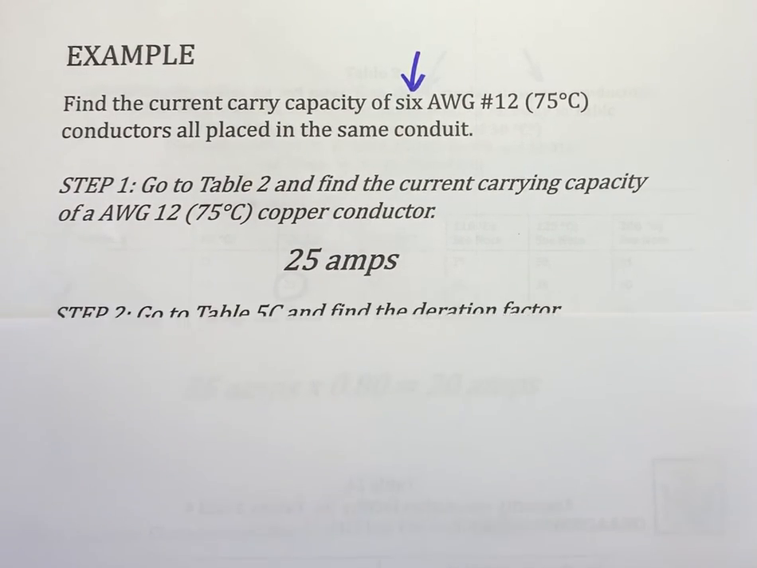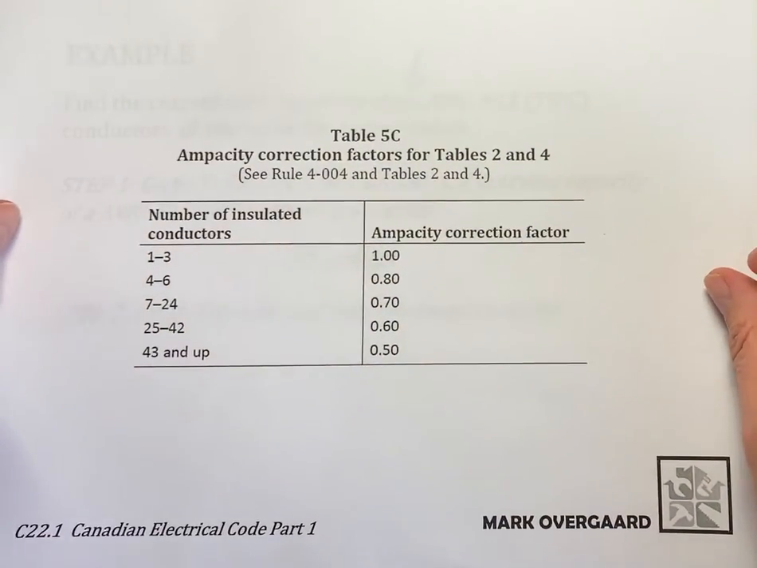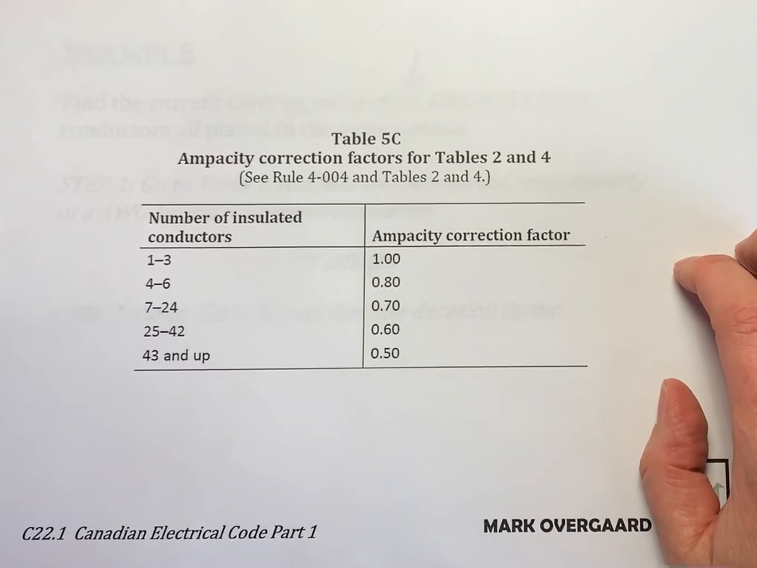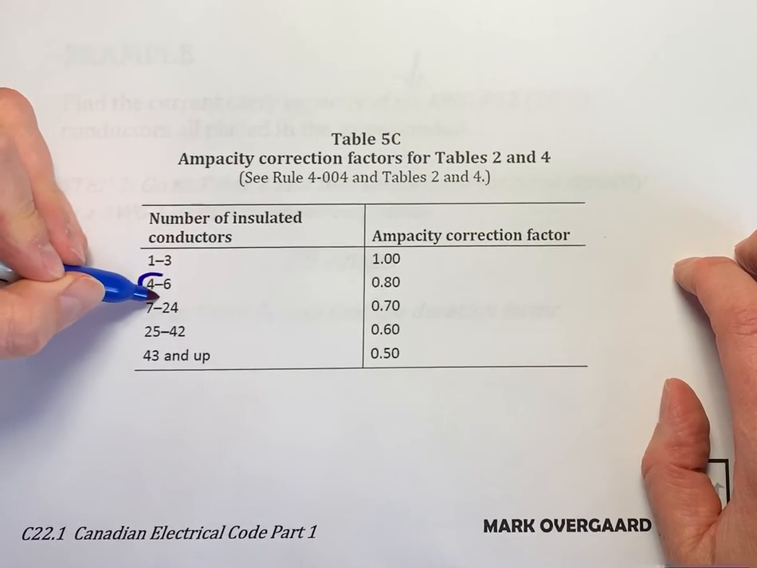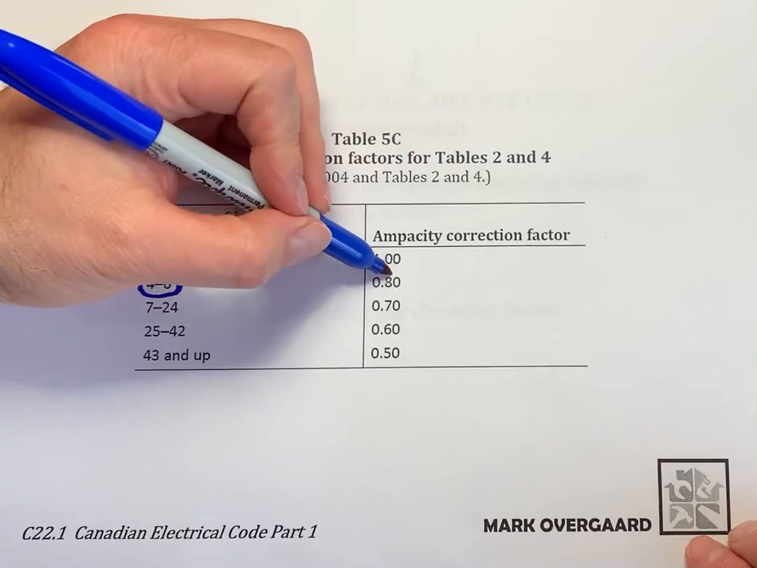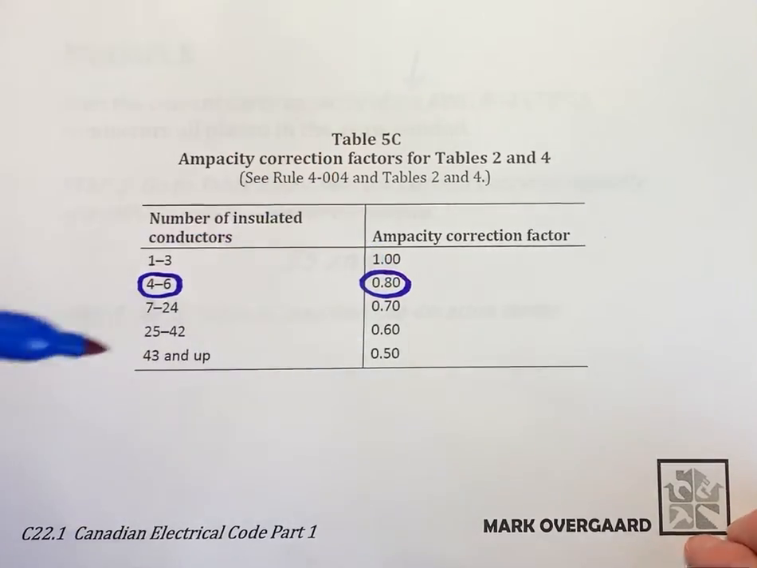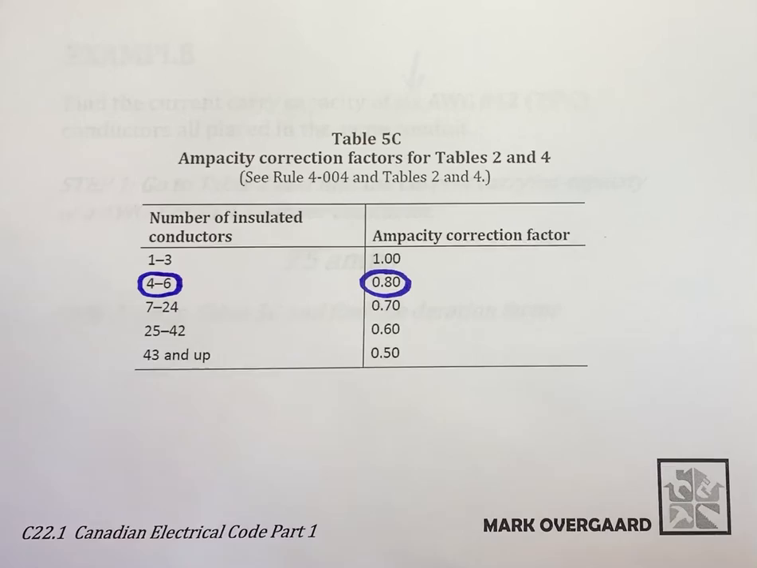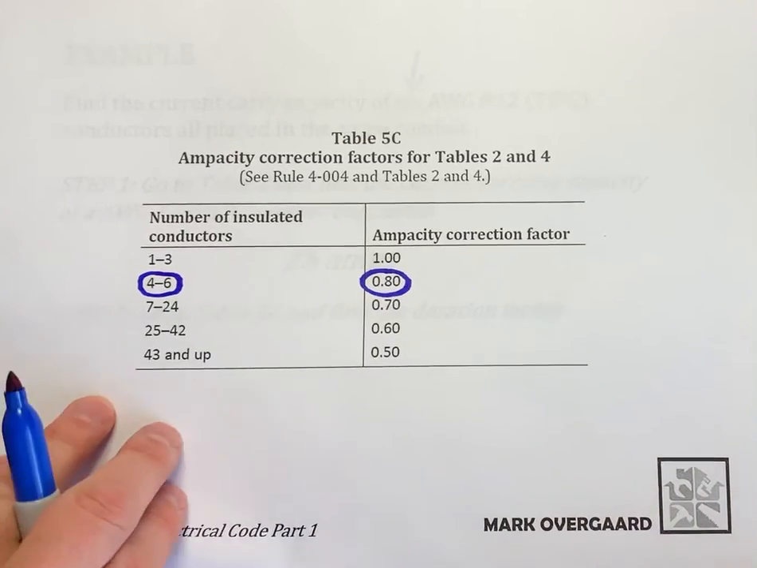So what do we do? Now we go to Table 5C and find the duration factor, or as they call it in the table, the correction factor. So what did we say we had? We had 6, so we're in this range, between 4 and 6. The correction factor, or the duration factor as I like to call it, is 0.8. Essentially, whatever we could have originally, we can have 80% of that now.